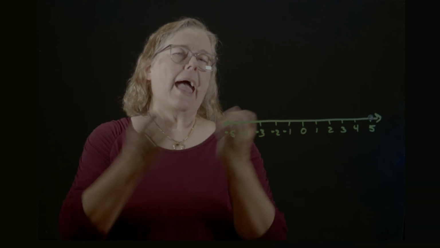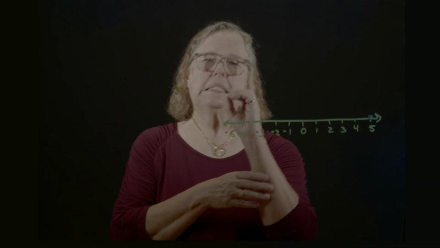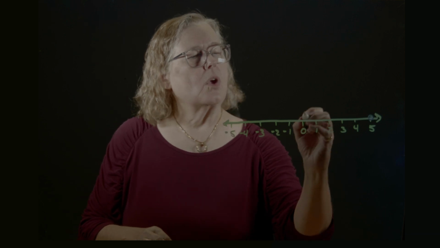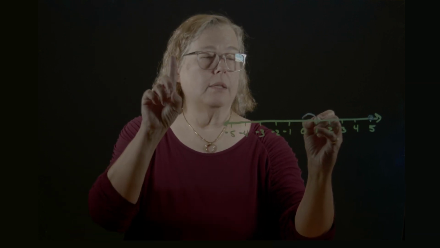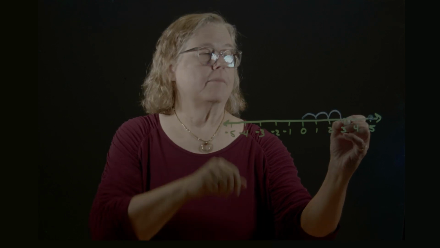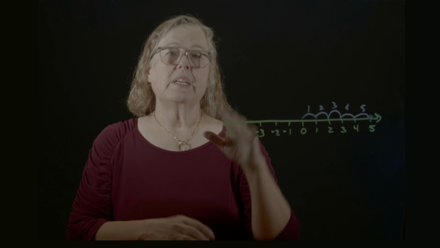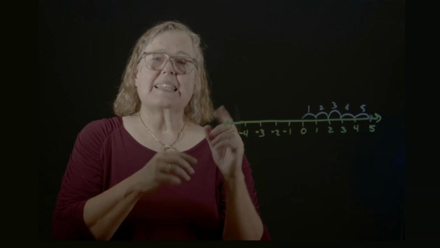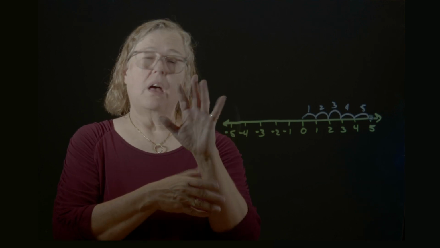I have a question for you. How many units from 0 is 5? How many? 5, yeah, well that's easy, right? Let's show it. 1, 2, 3, 4, 5. It is 5 units from 0. That is the distance. That is how far from 0 5 is.